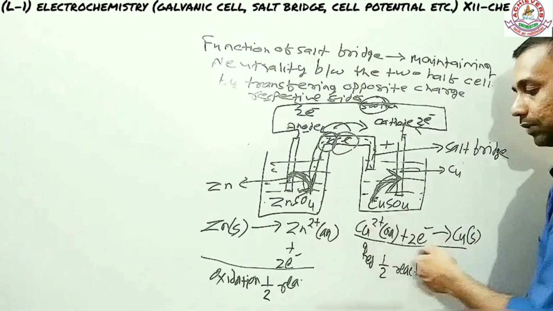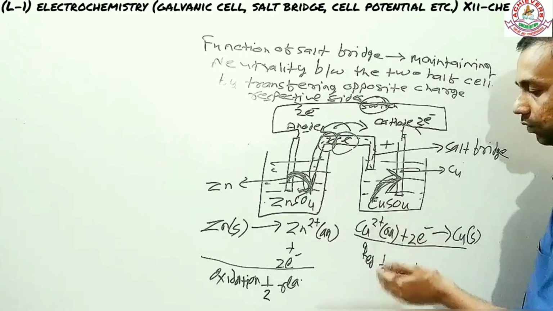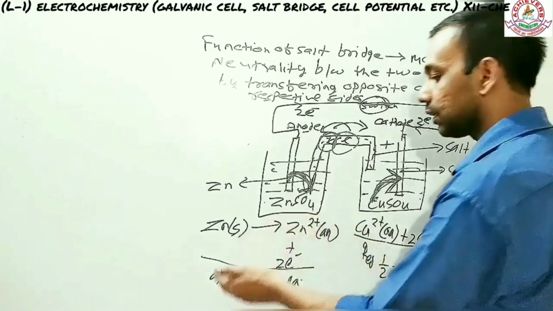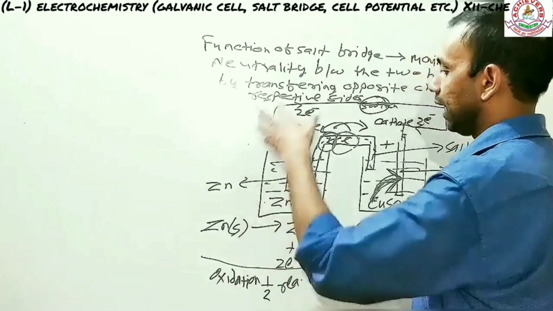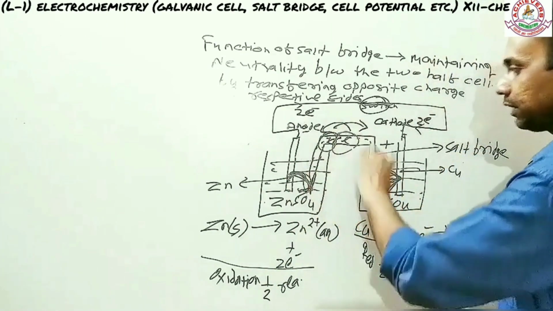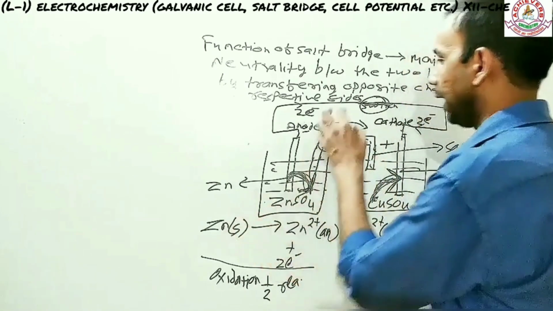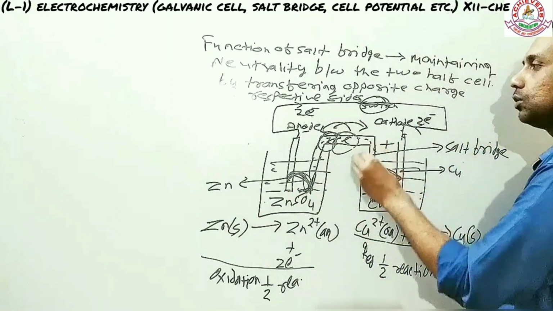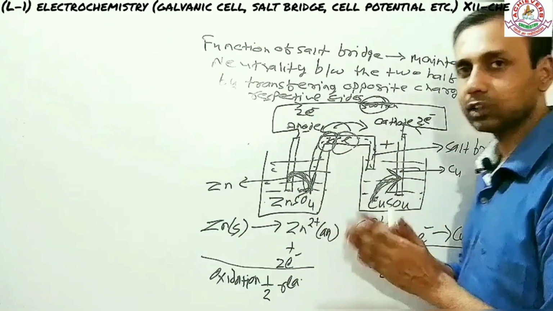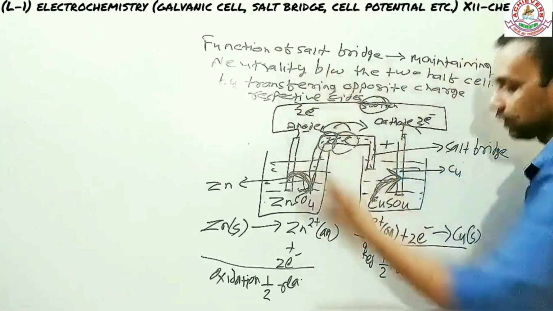So there you can easily understand there is a gain of electrons, which is called a reduction reaction, and we are calling this the reduction half reaction. This one is the oxidation half reaction. Then, in order to keep the reaction going on, we used a U-shaped tube which has an electrolyte solution, maybe KCl, maybe any other. What it does is help in balancing the charge so that the reaction can keep on going. This is the salt bridge function I have mentioned here.